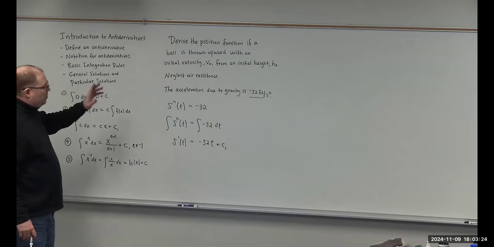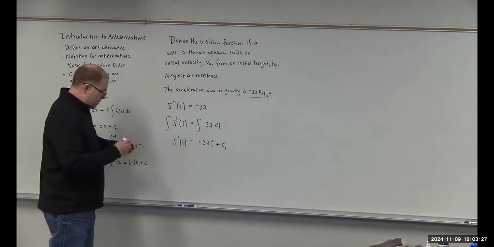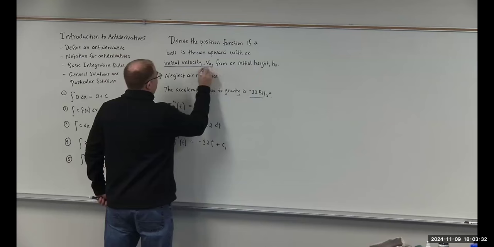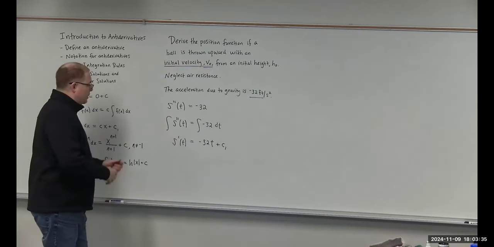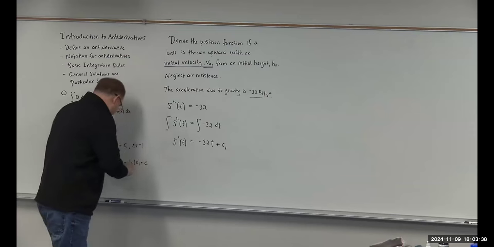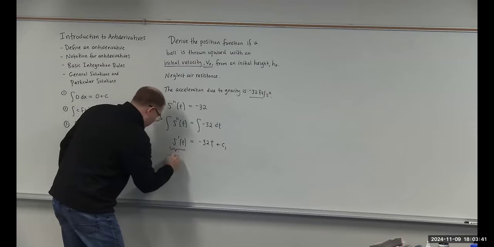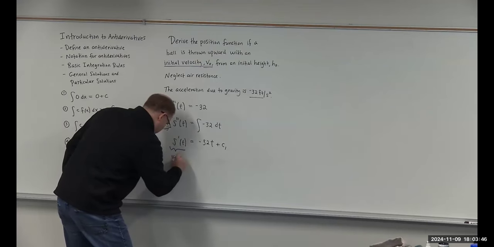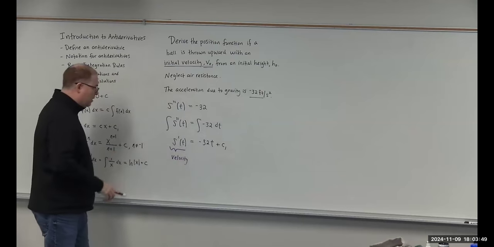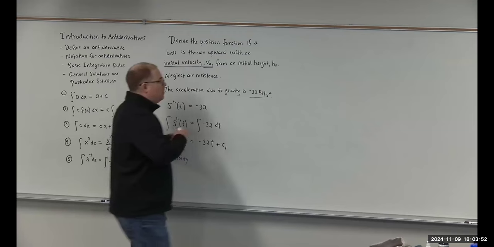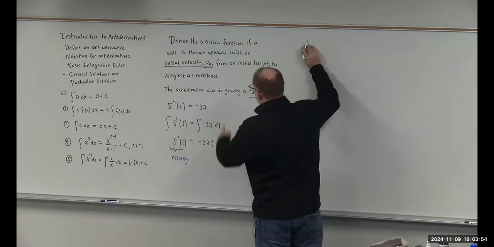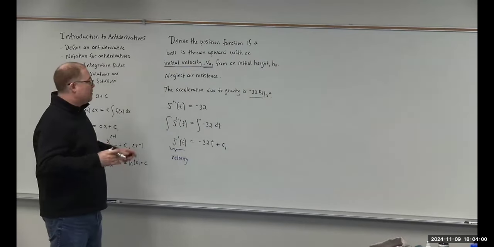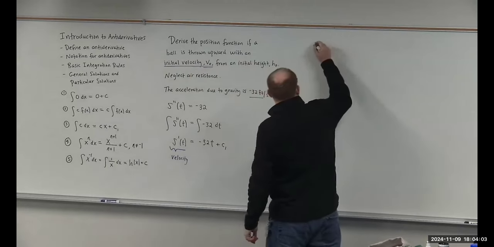Now we have to figure out what C1 is. We can do that because we know the initial velocity, which we're assuming is just V of naught. This is our velocity function. To find C1, we use V naught. Remember, the initial velocity is the velocity at time zero.